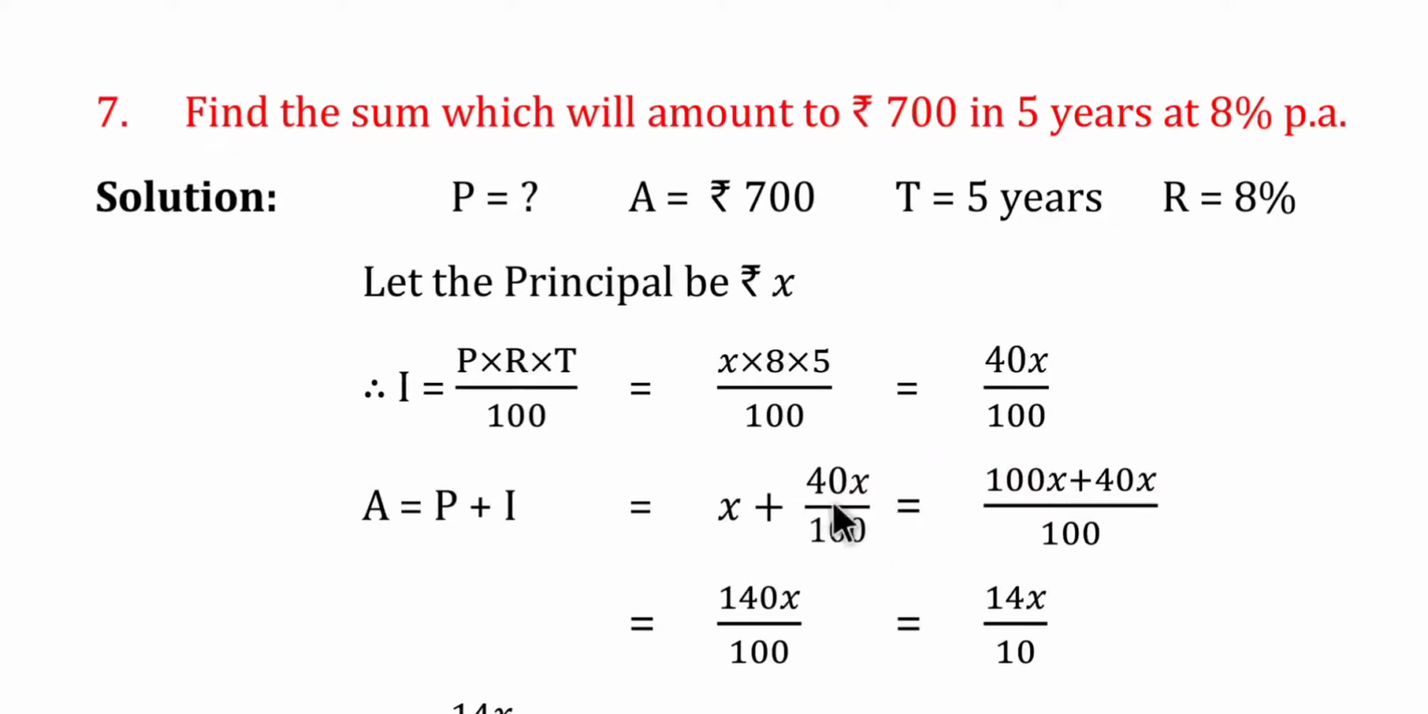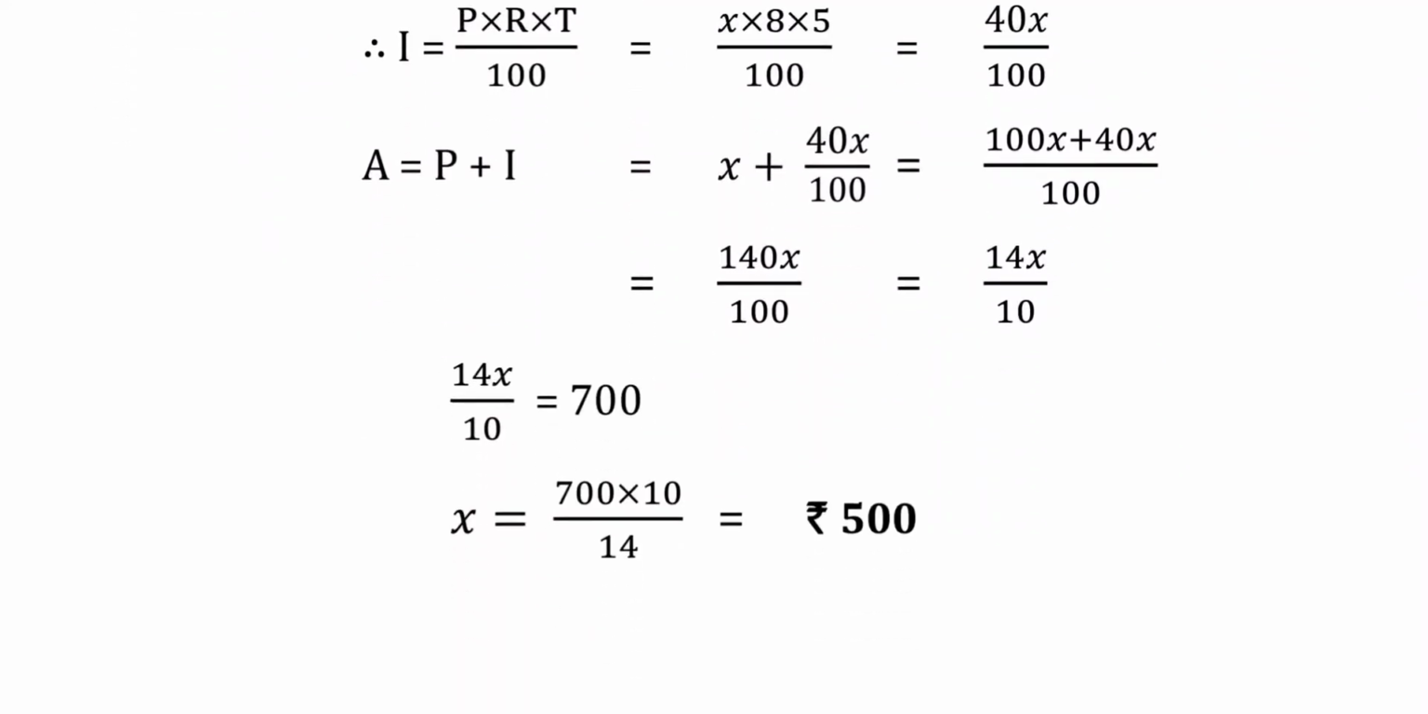And when you add these two, you will get 100 in the denominator. So 100X plus 40X, that is 140X by 100. And 140X by 100 means it is 14X by 10 if you cancel 0 and 0 from the numerator and denominator. So 14X by 10 is the amount that we have calculated, and according to the question, the amount is given as rupees 700. This means that this 14X by 10 and this 700 have to be equal.